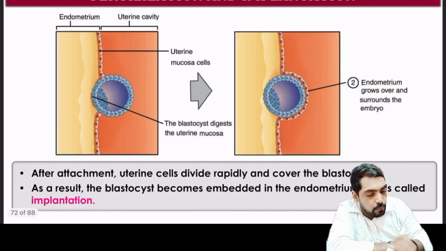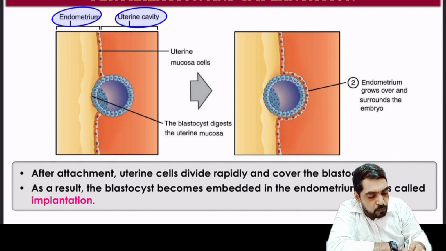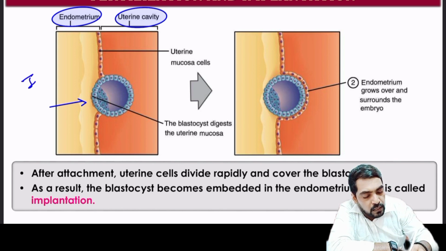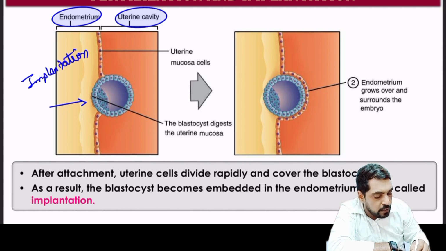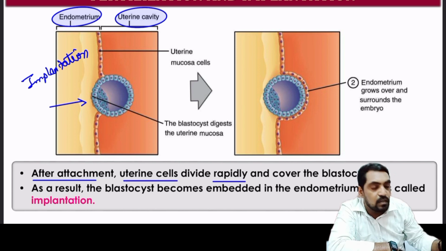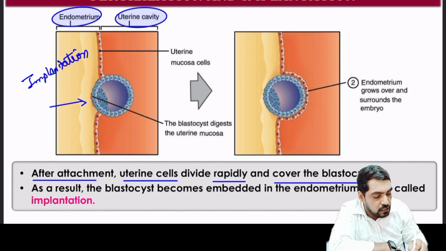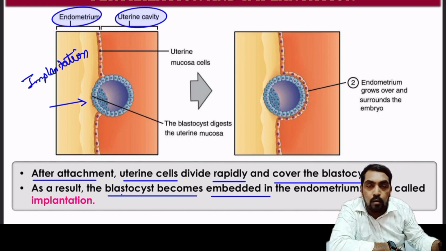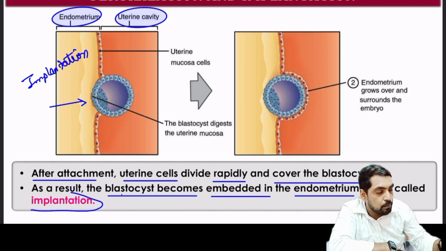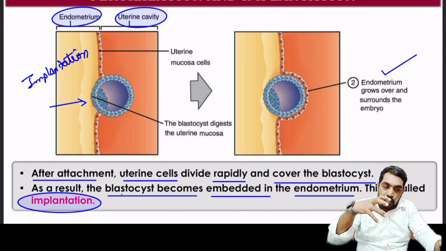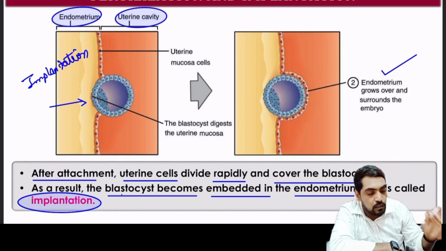So this is endometrium, the innermost lining. This is the uterine cavity. Blastocyst gets attached to the endometrium and it gets buried inside the endometrium. So this burying of the blastocyst in the endometrium is called implantation. Remember this. Now after attachment, uterine cells divide rapidly and cover the blastocyst. Means the uterus cells will cover the blastocyst in such a way that the blastocyst gets embedded in the endometrium, and this is called implantation. Endometrium grows over the surrounding embryo and finally the implantation takes place.